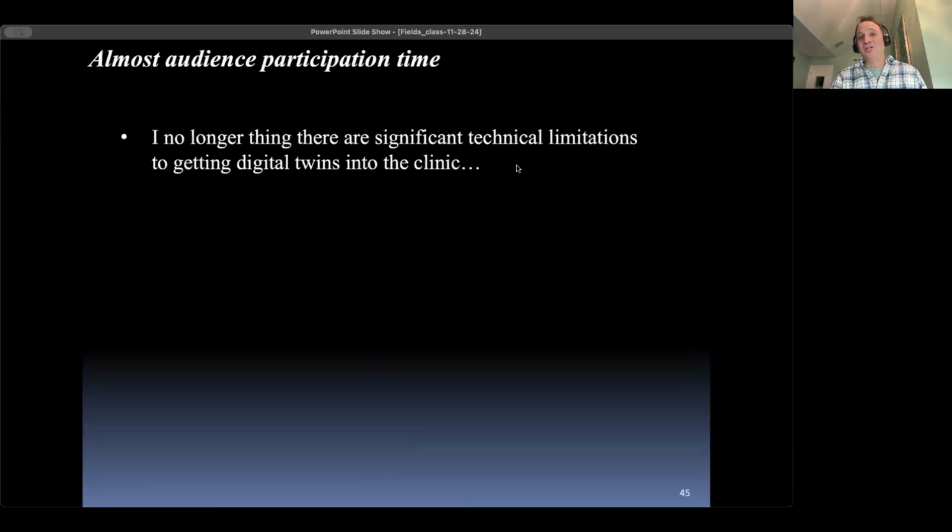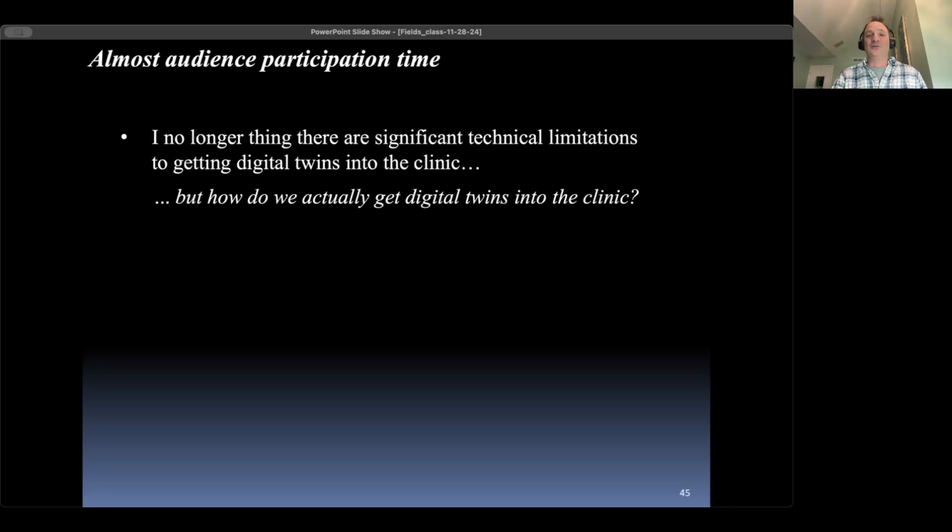So I actually no longer think there's significant technical limitations to getting these digital twins into clinical application. But how are we going to actually do it? There are real logistical limitations for this.